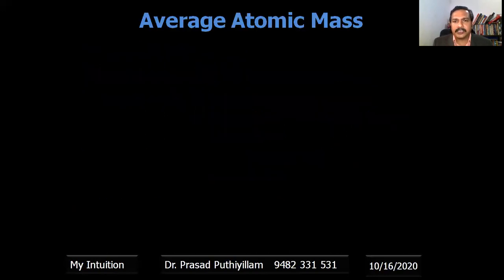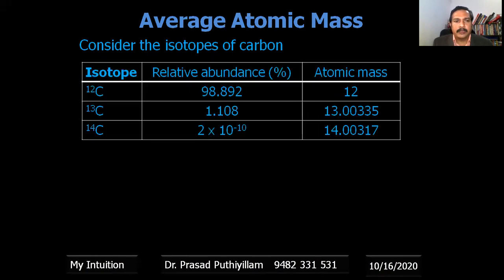For example, average atomic mass considering carbon. Carbon has 3 isotopes, as I mentioned earlier: carbon-12, carbon-13 and carbon-14. Their relative abundance, or presence in the earth's crust, is calculated in terms of percentage: 98.892 for carbon-12 with atomic mass 12, and 1.108 for carbon-13 with atomic mass of 13.00335, and a very low value, 2 multiplied by 10 to the power minus 10, for carbon-14 with atomic mass of 14.00317.